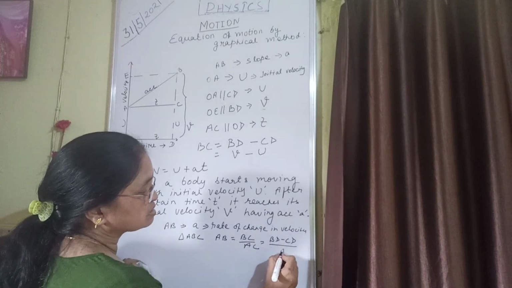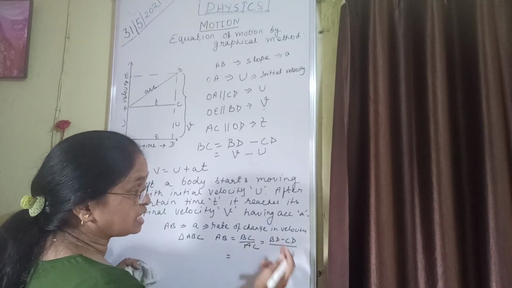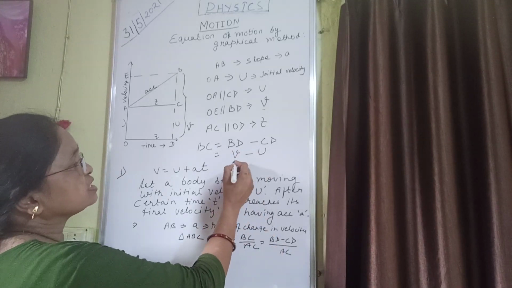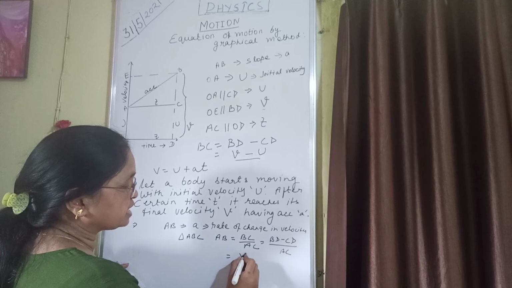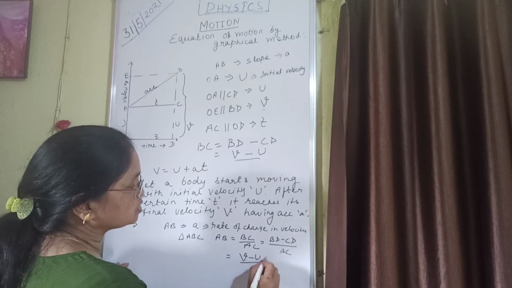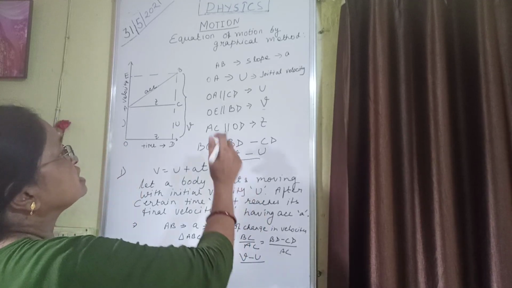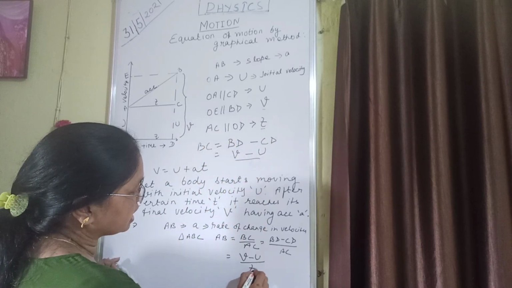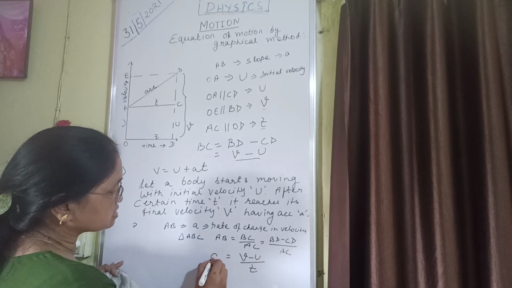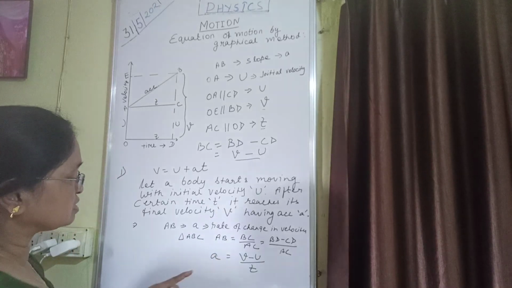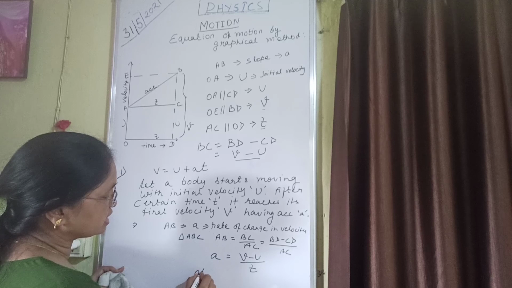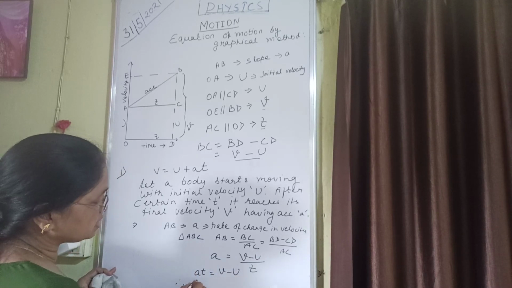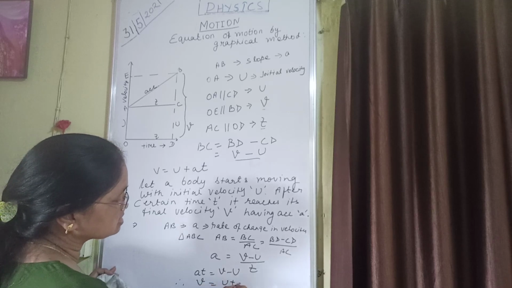Directly I am writing. Now you put what it indicates. BD minus CD is your V minus U. So students, now I am writing directly V minus U by AC. AC is nothing but, see here, it indicates time. So directly I am writing time, and AB is what? Acceleration. So now you solve this. You will get AT is equal to V minus U. Therefore, V is equal to U plus AT.